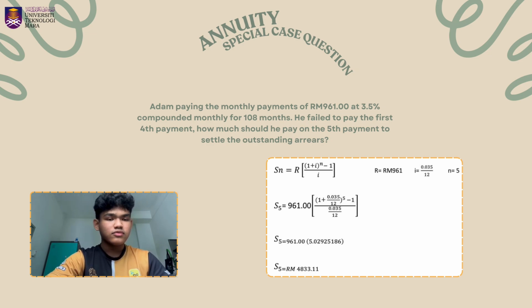So we put the value into the formula and then we get 961 ringgit times 5.0292518, and then we get the answer. So the answer is RM 4,833 ringgit 11 cent.